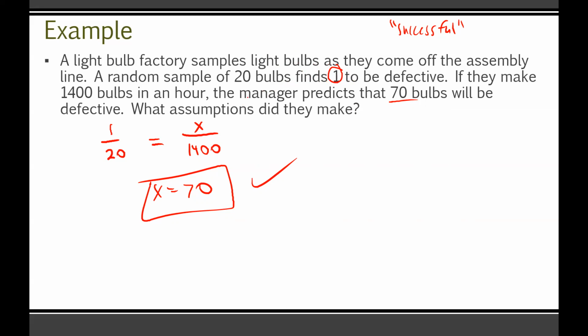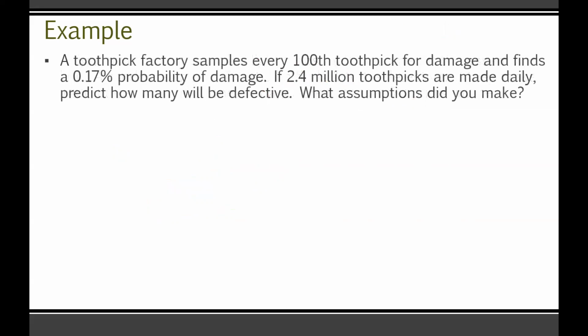So anyway, moving on. Last question here. A toothpick factory samples every 100th toothpick for damages and finds a 0.17% probability of damage. Ooh, it's a good thing I mentioned percentage earlier, because there it is. If 2.4 million toothpicks are made daily, predict how many will be defective. What assumptions did you make?